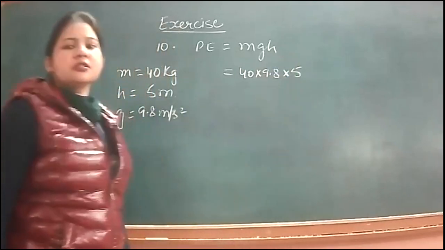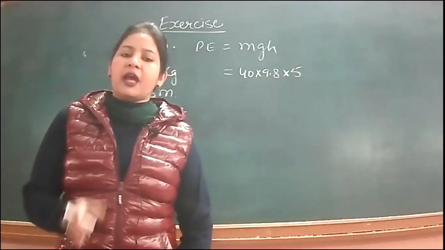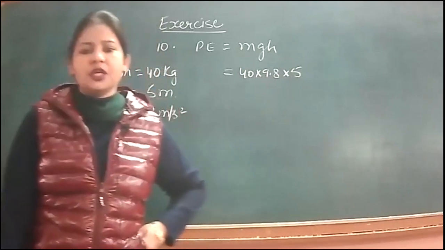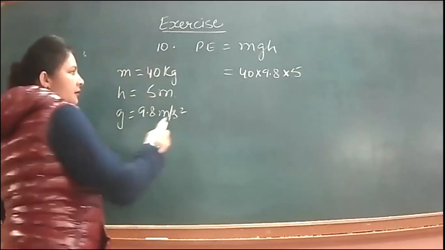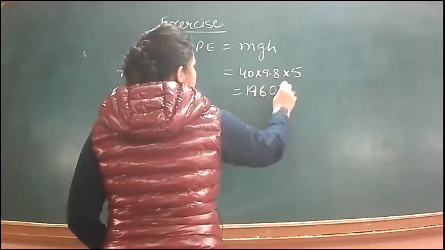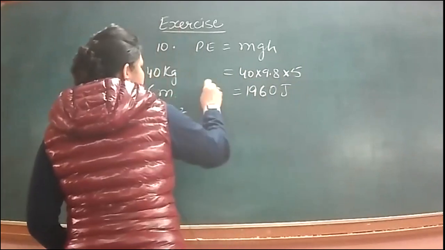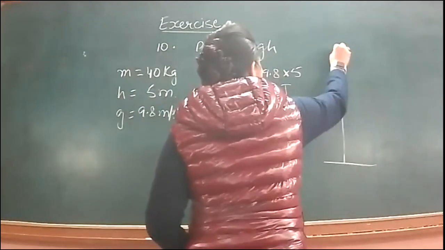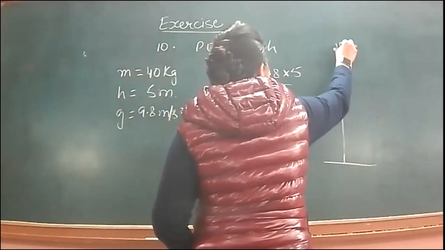And if G is not given equal to 10, we have to take it to be 9.8 meter per second square only. So G ko hume 9.8 hi lena hai, agar nahi given hai to. After solving, you will get 1960 joule. This is the potential energy on the top point here.